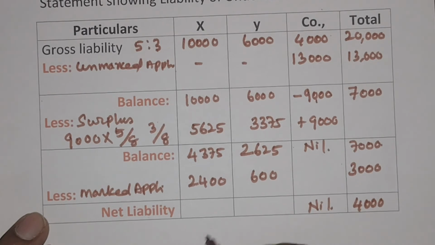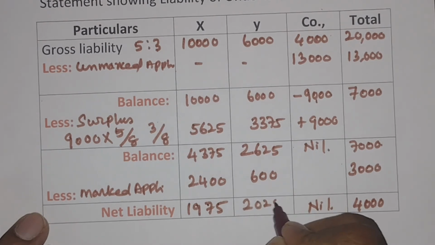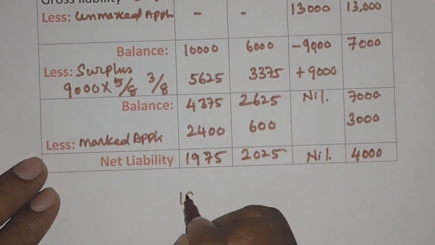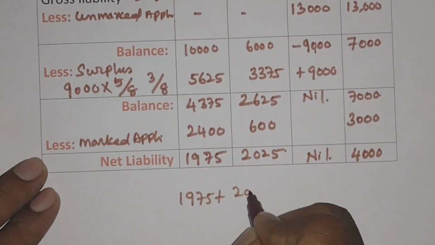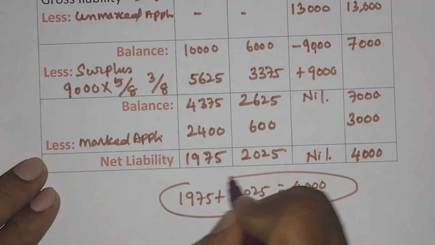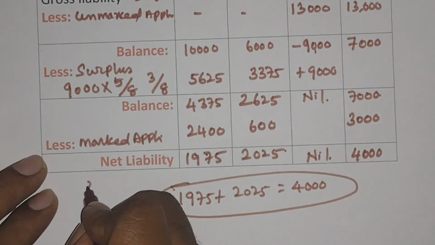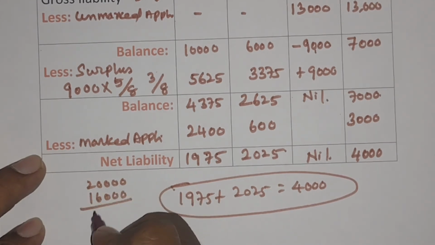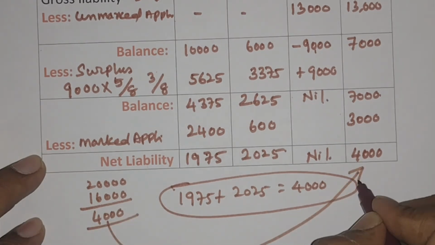Now you subtract this, and we get 1,975 for this person and 2,025 for the second person. When you add up 1,975 plus 2,025, it is 4,000 shares. Out of the 20,000 shares the company issued, 16,000 were received. The remaining 4,000 is still not received. That is this 4,000.